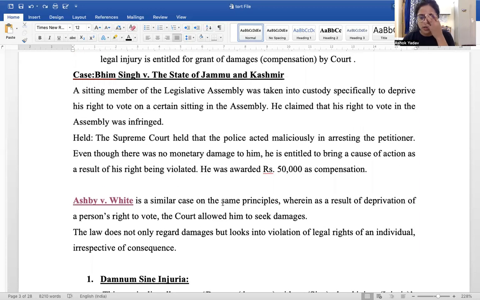Because the person he wanted to vote for actually won. But his legal right was violated. He was not given the right to vote. And no damage was caused because the person he wanted to vote for actually won. But still he was given compensation by the court.